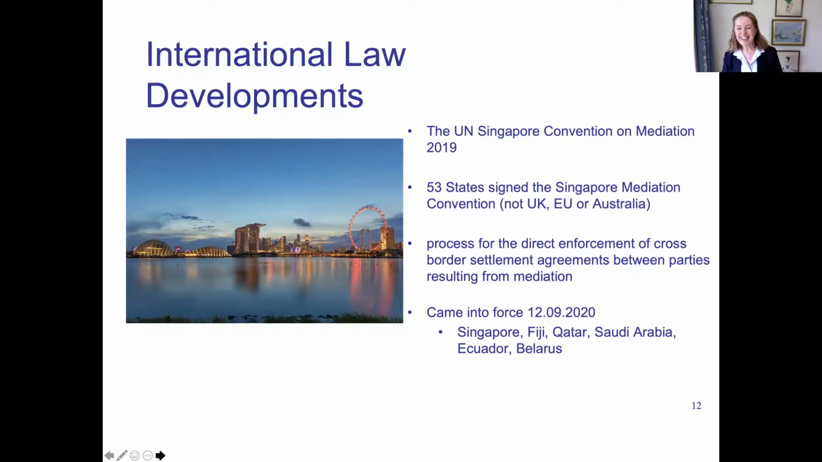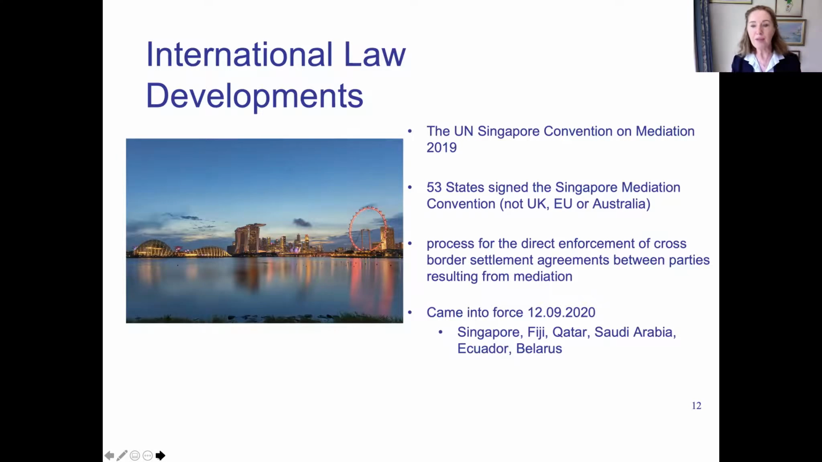Now, I say it's an exciting convention in its content. It's a little less exciting in its implementation so far, because although a record-breaking 53 states signed the Mediation Convention, unfortunately, the EU as a bloc did not sign, and nor did the countries individually of the EU. The thought was that between them, they couldn't decide whether it should be one tick for the EU or each country should accede. So it isn't implemented in the EU. The UK has not signed, and nor, for example, has Australia.